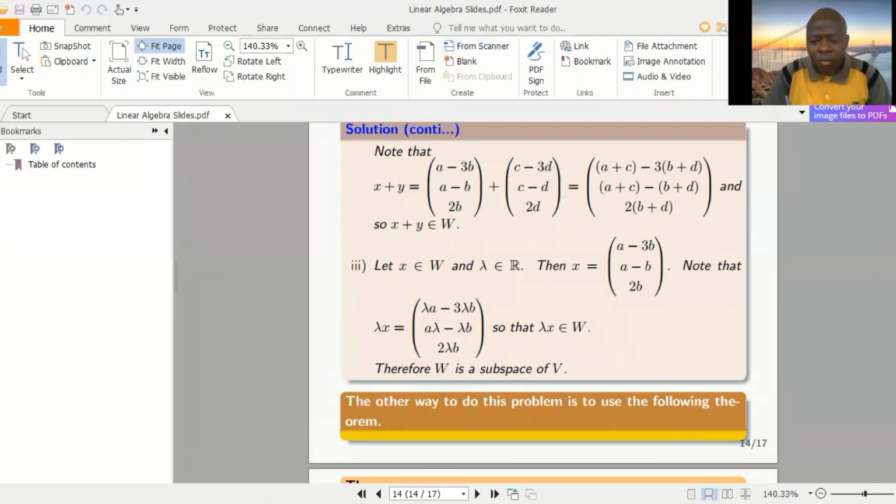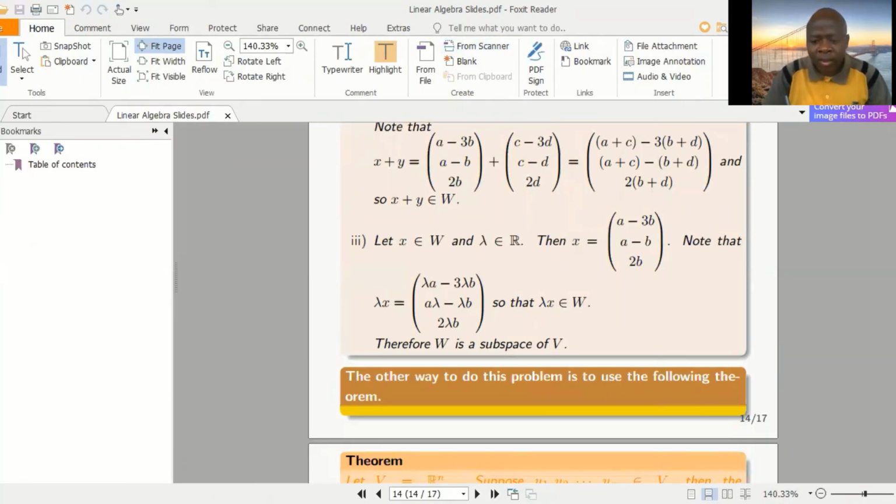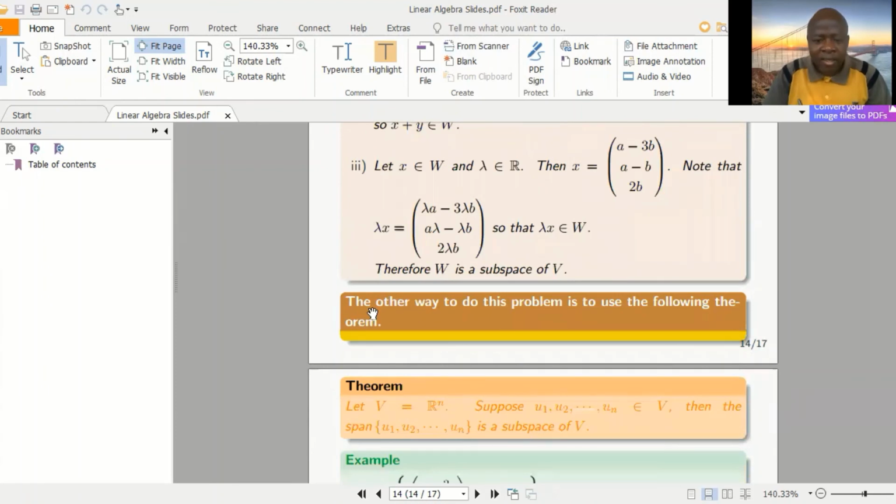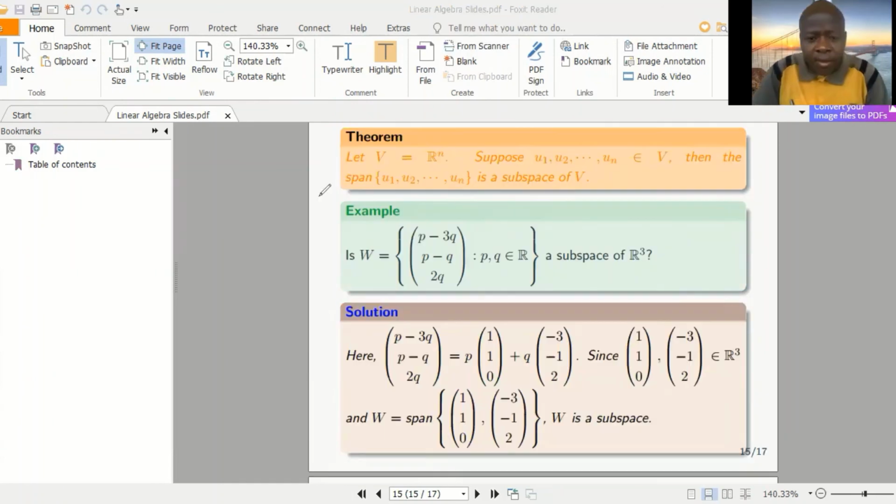Now, there's another way to do that, and I had already talked about it at the beginning, and said that I would come and make it clearer later. This is the other way to do this problem, using the following theorem. The theorem says: let V be a vector space, and let U1, U2 up to UN be vectors in V. Then the span of U1, U2, all the way up to UN is a subspace of V.